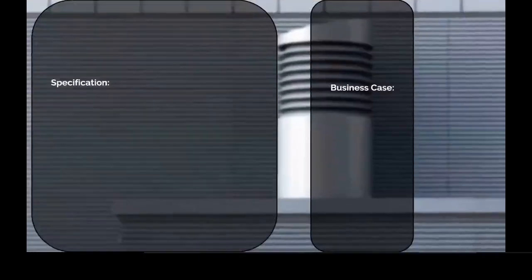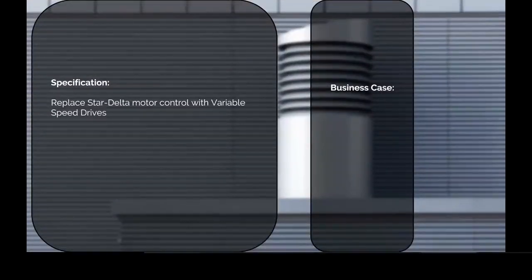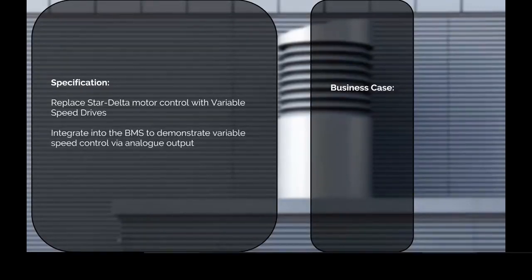What else? We're going to replace the star delta motors with variable speed drives, and we're going to integrate them into the BMS with a variable speed output as an analog output from the BMS. Business case for the installation, 3K.